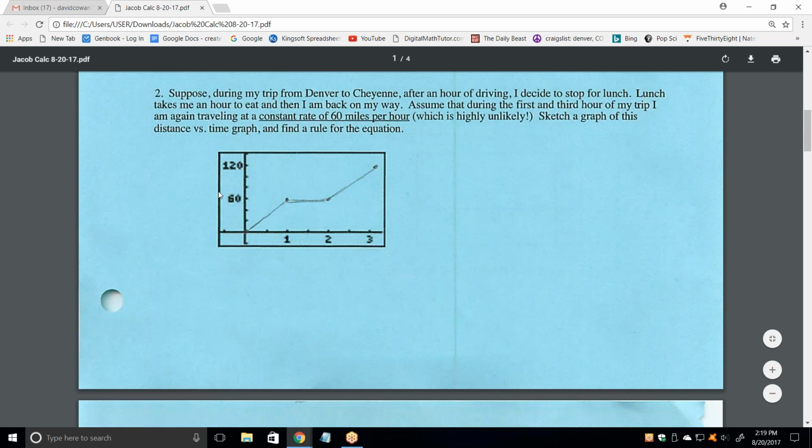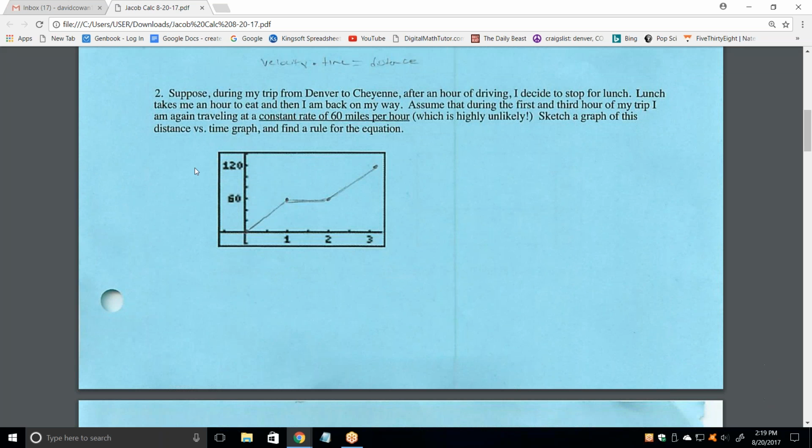Now, this is good. Here we're back to the position function. Position, in other words the vertical axis, is the total distance you've traveled. Well, in the first hour, you traveled 60 miles. So you stopped for lunch, so you didn't travel any during this period here. And then you started back up again at a constant rate of 60, and you traveled another 60 miles. So this is totally correct.